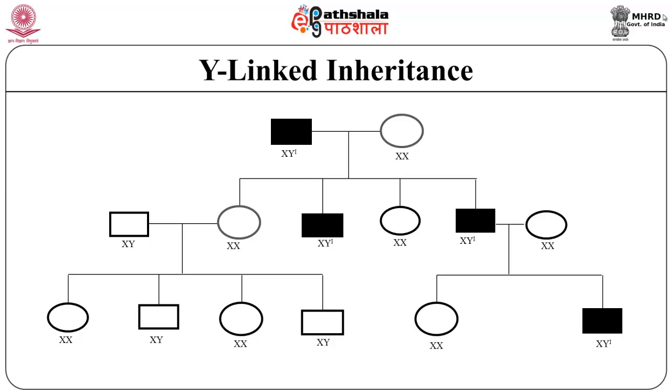In this figure, Y-linked inheritance is shown. One common example of a Y-linked disorder is Y chromosome infertility, determined by the presence of the I allele, that is XYI. The affected males pass the disorder to all his sons but none of his daughters.